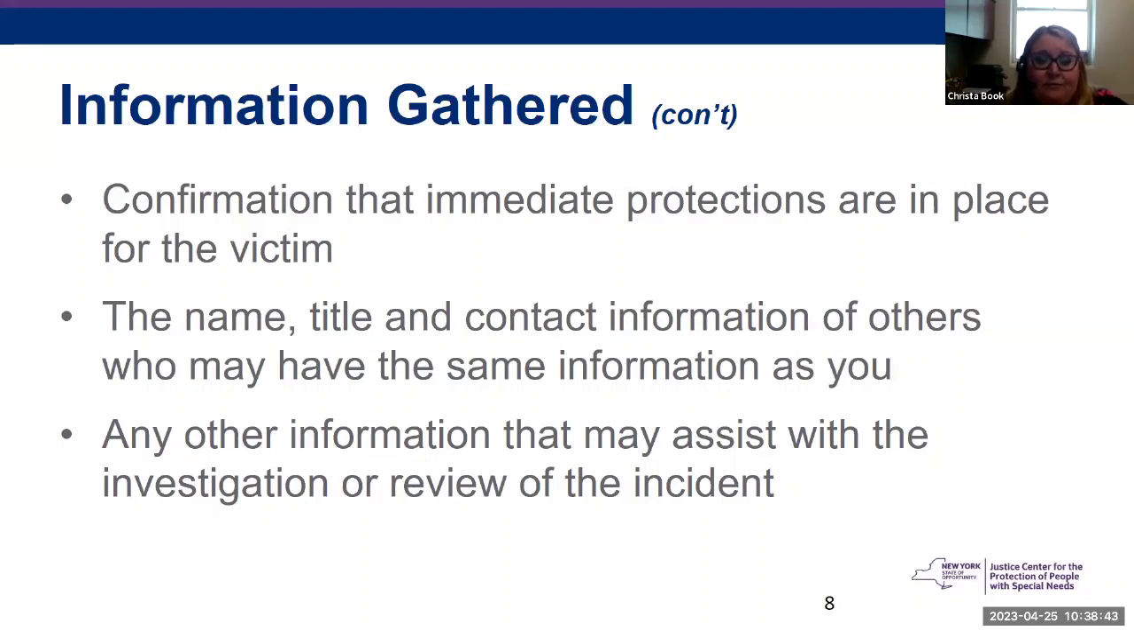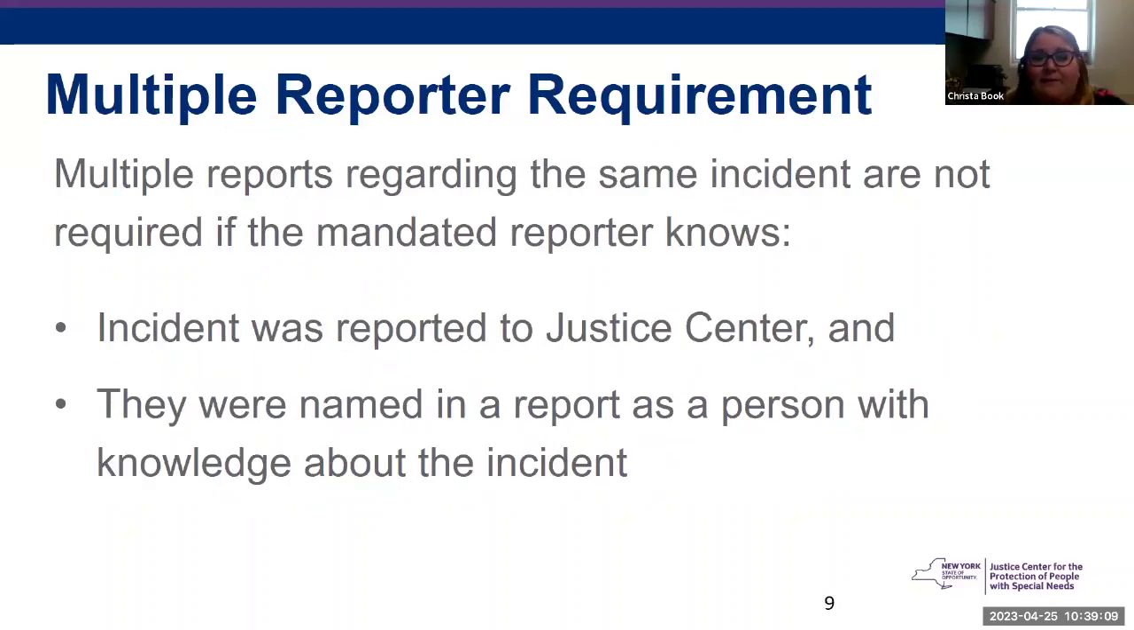And then any other information that you may know that may assist with the investigation or review of the incident. So if there's any additional details that you think are important for us to know, you can let them know at that time. Otherwise, as I said, you're going to get an incident number when you call it in. You can always call back and give further detail as well if something becomes known. The next slide, multiple reporter requirements.